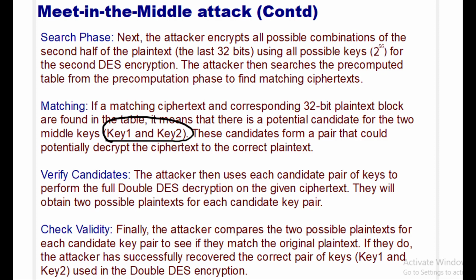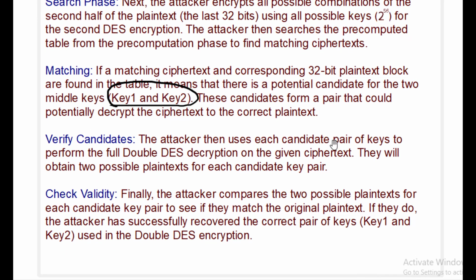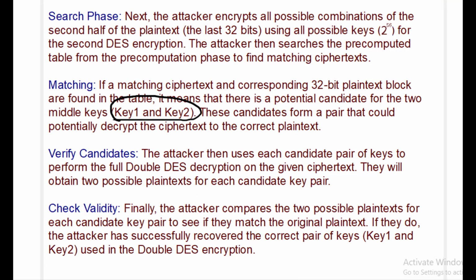Then after getting the matching pair, the attacker uses each candidate pair of keys to perform the full double DES. This was done partially; now the attacker tries to get the entire double DES decryption. Finally, the attacker compares the 2 possible plain texts for each candidate and sees if they match the original plain text. This is how the attacker recovers key 1 and key 2 using the meet in the middle attack. So this is the vulnerability.